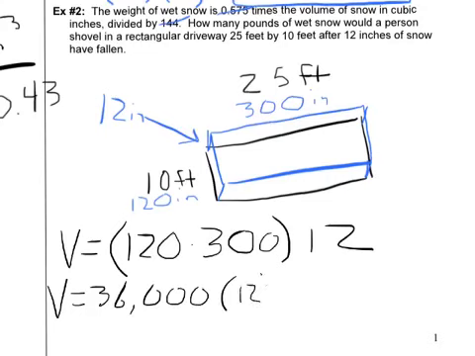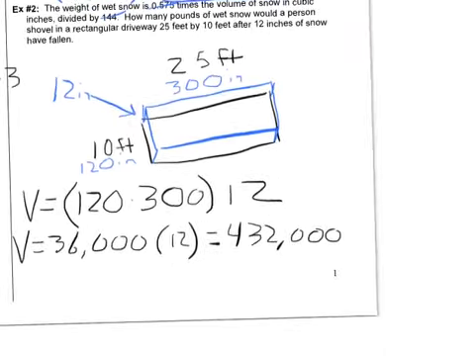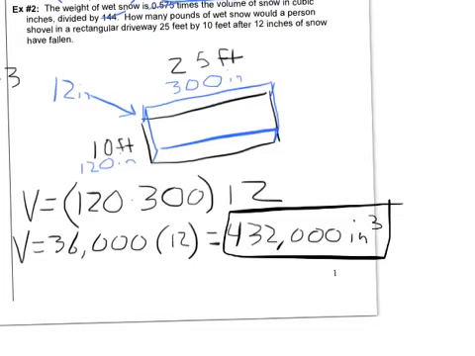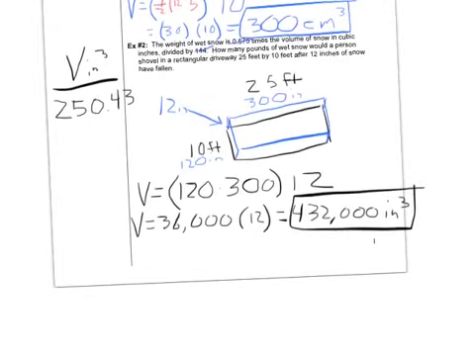And then I'm going to multiply that by 12. And I get 432,000. And what is this? Well, we had inches by inches by inches, so this is cubic inches. There's my volume. And remember, I said that I could just take the volume and divide it by 250.43.